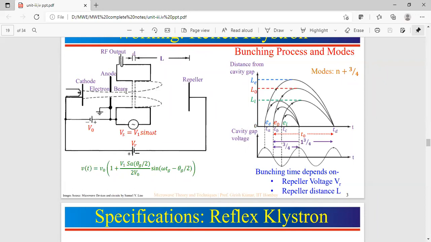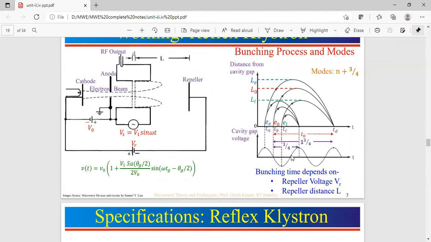There is an electron gun. So the electron beam is coming. There is a cavity, a resonant cavity. There is a repeller present. So the electrons are coming here. This space from the cavity to the repeller is called repeller space. The electrons enter into the repeller space. The electron which is accelerated, for this we are going to give what? RF input during the positive peak of the RF input.